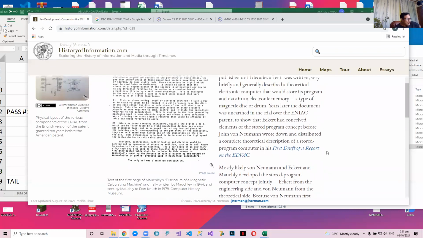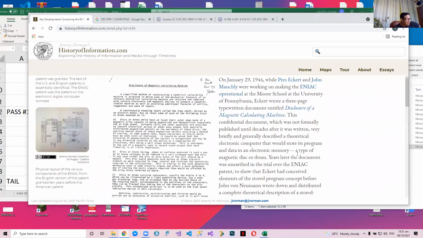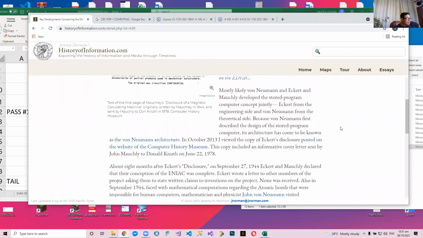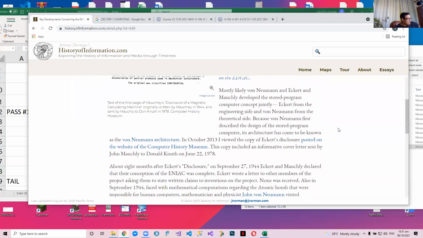Why is that? Because in 1946, I think, John von Neumann published a paper called the First Draft of a Report on the EDVAC. Okay, 1946, which completely outlined the concept of stored program computers. So it was published and authored by John von Neumann. But it was not contested by Mauchly and Eckert. Do you follow? Mauchly and Eckert did not contest.